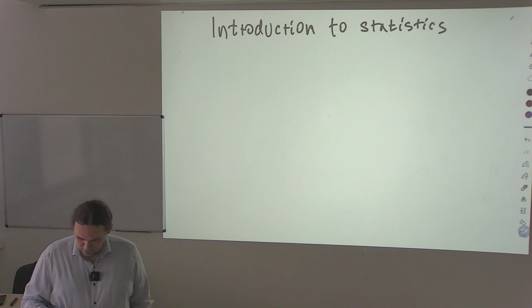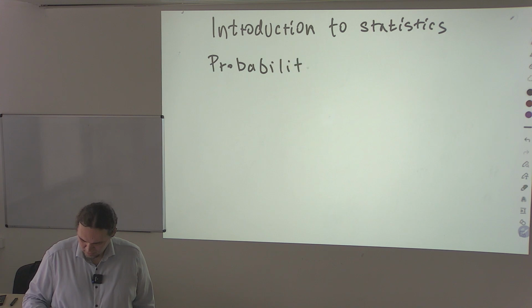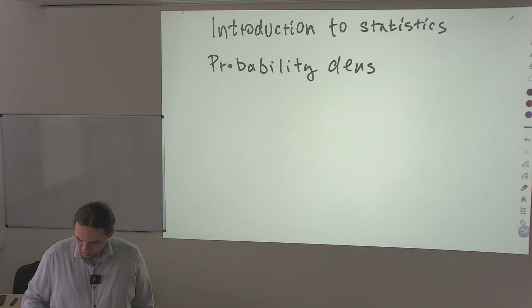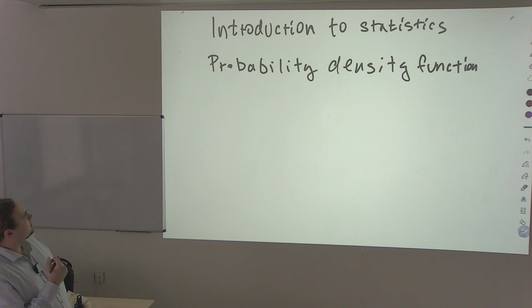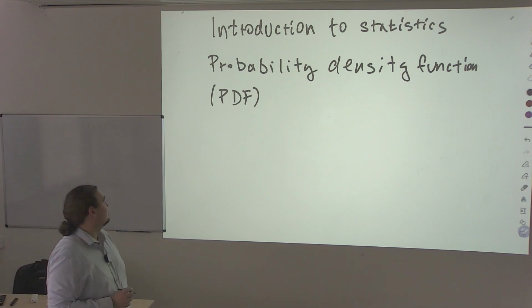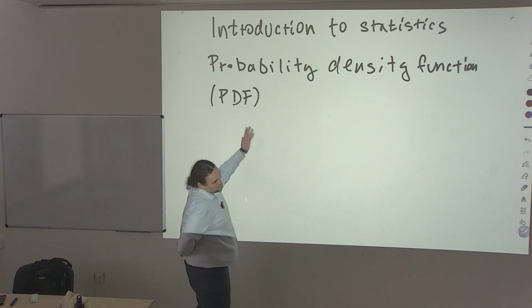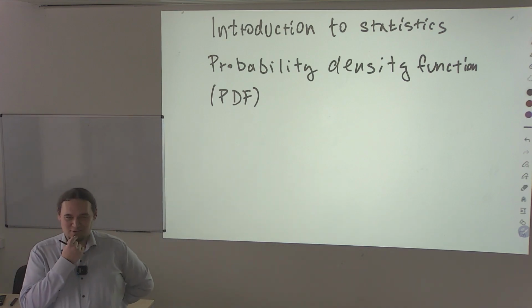So our function, the bell curve, is a so-called probability density function, and it's a long name, but a good abbreviation for that is to write PDF. Sounds already familiar, but it's not the portable document format, it's probability density function.